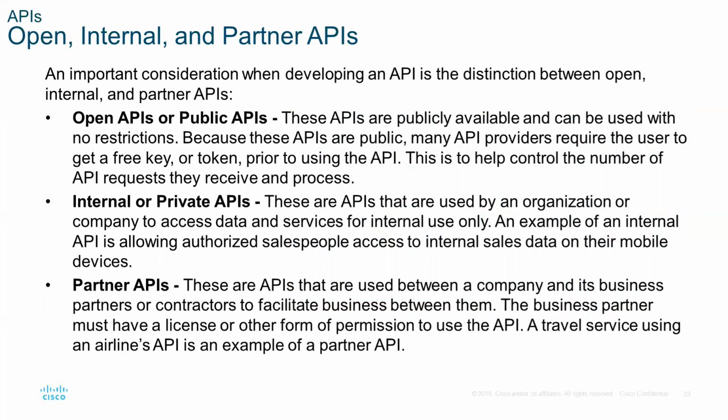To give an example, an API is used to authorise salespeople access to the sales information for a remote device, for example. Partner APIs are used between a company and its business partners, such as the example we used where a travel company accesses the airline's databases on their behalf. So it's basically a third party being authorized to access the company's information.